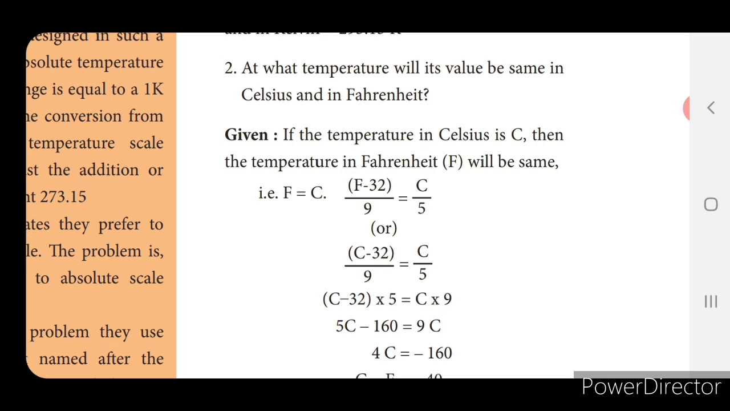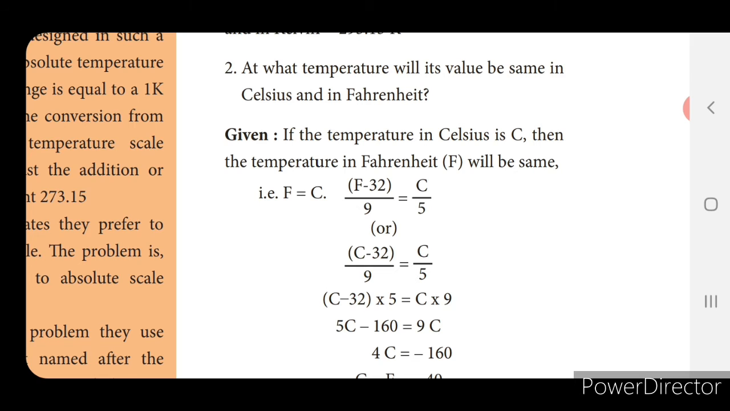So you have to take the formula as F minus 32 divided by 9 is equal to C by 5. Here in the place of F, you have to substitute C. Why you are substituting C? Because F is equal to C. The condition is given. F is equal to C. Okay children, so C minus 32 divided by 9 is equal to C by 5, C divided by 5. Yes, now we have to find out what is C.